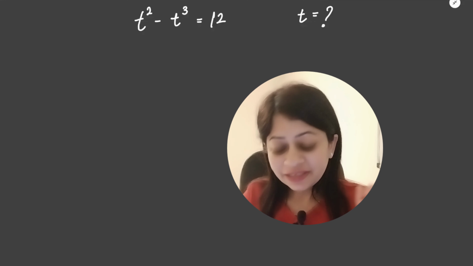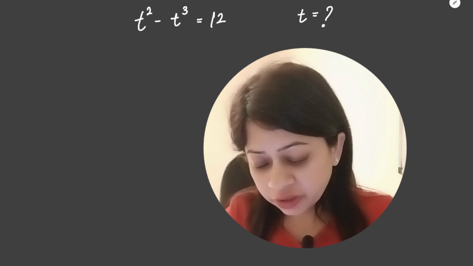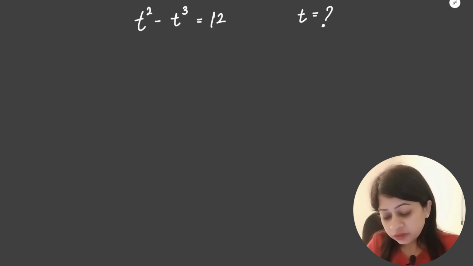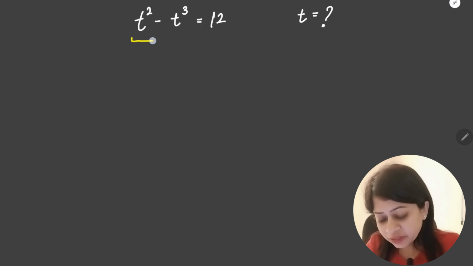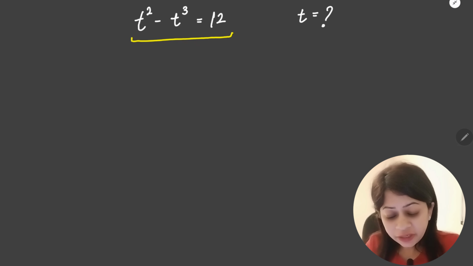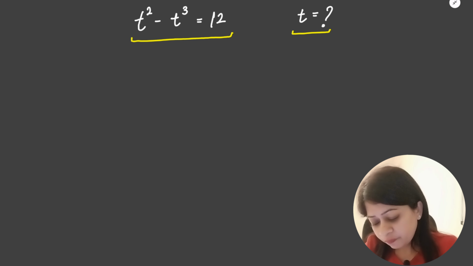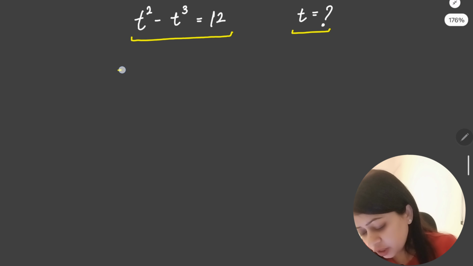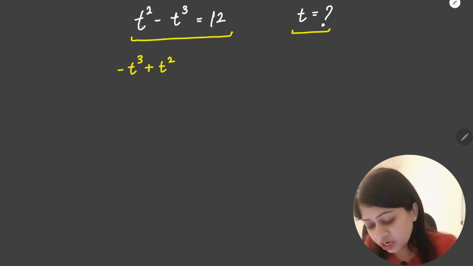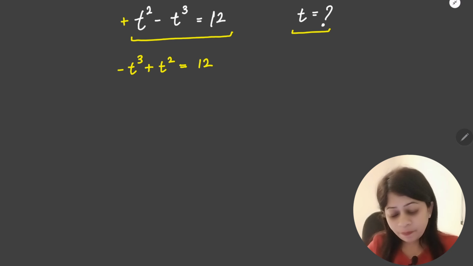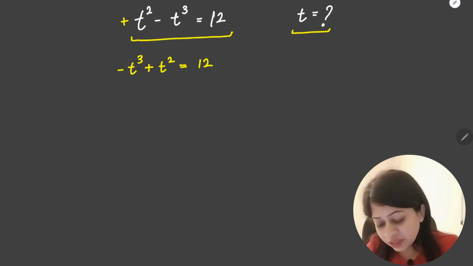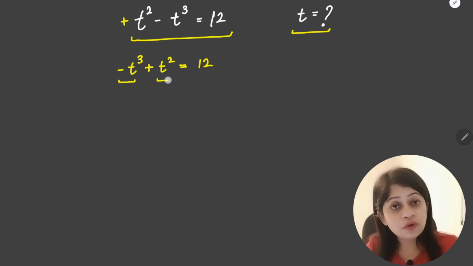Hello everyone. In this video we have a question: a cubic equation, t square minus t cube is equal to 12, and we need to find the value of t. First of all, I will rearrange this equation. I will write t cube first plus t square, when there is no sign that means it is positive, is equal to 12. Now, because I want these things in positive sign, what will I do?